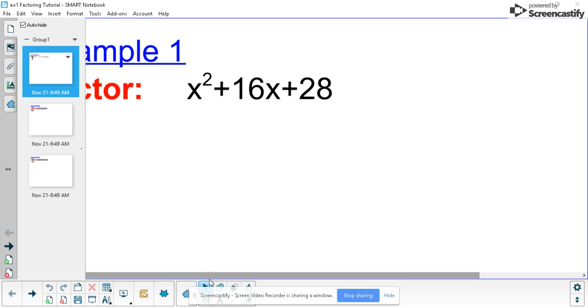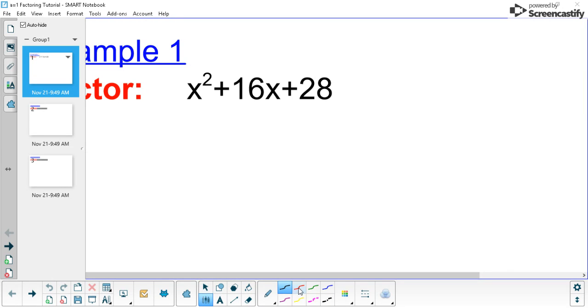Hello, and welcome to my tutorial on how to factor a trinomial that has a equals 1. First, we have an example shown here, x squared plus 16x plus 28. And for this tutorial, we are going to show you how to do it using the x method.